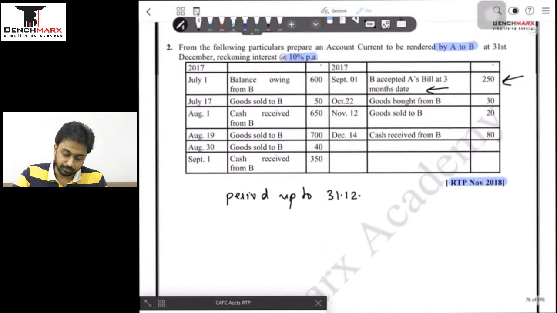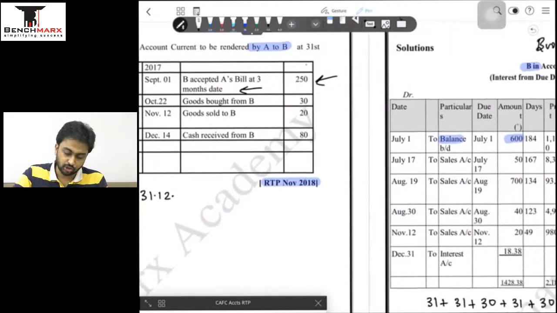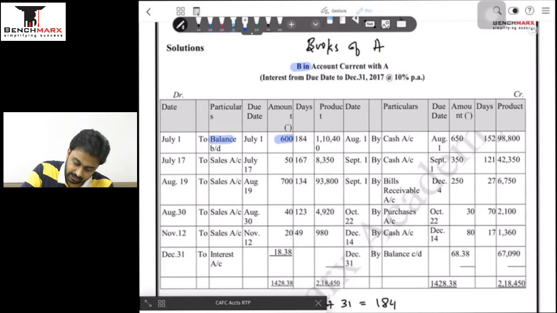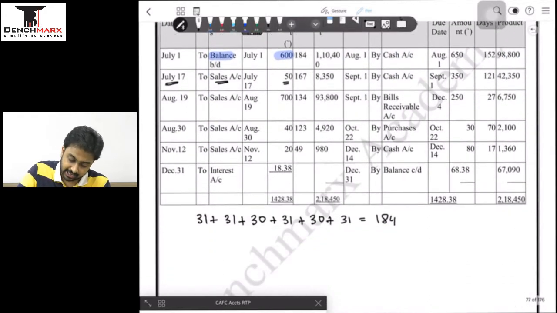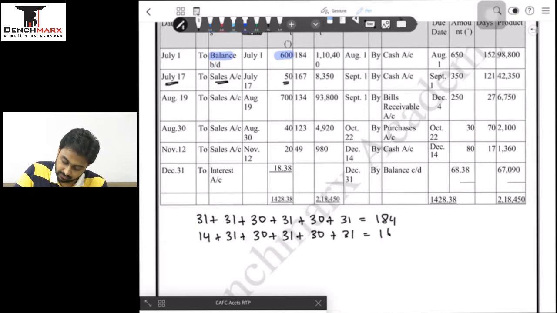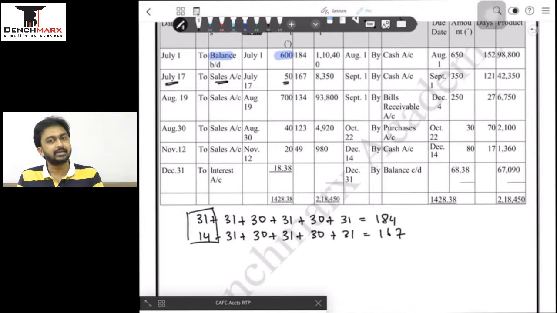The next transaction appears to be goods sold to B. If goods are sold to B, so July 17 is to sales. So we have July 17 and we have to sales. What is your amount? 50 rupees. So this is posted. How will the number of days come? 14 days of July plus August, September, October, November and December appears to be 167. It will be 17 days less because the difference is only this 31 and 14. The gap is 17, so 17 days less than 184.